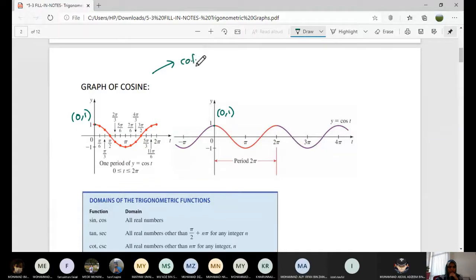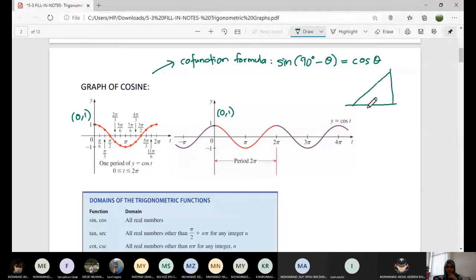If you read the notes provided by Madam Suraya, you will see what we call the co-function formula. For the co-function formula, it states that sine 90 degrees minus theta will give you cos theta. Okay, we'll explain from this right triangle. This is for the co-function formula, because we want to relate it with the shifting to the left by 90 degrees.